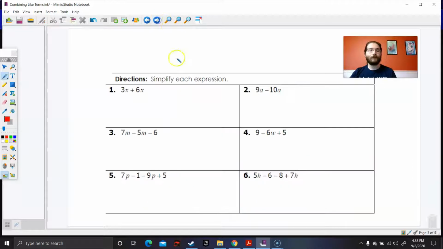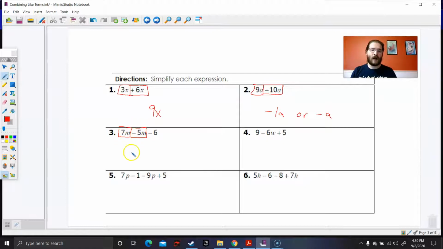All right. So some examples. So 3x plus 6x, right? Put a box around both of them. Now we can combine them. So 3 plus 6, we get 9. Carry the x. All right. 9a minus 10a. All right. So 9 minus 10, we get negative 1, and then we just carry our variable. You can write this as negative 1a, or you can also write it as just negative a.